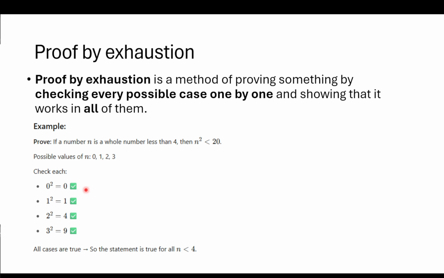So if we put in n equals 0, 0 squared is 0, which is less than 20. 1 squared is 1, which is less than 20. 2 squared is 4, which is less than 20. 3 squared is 9, which is less than 20. So all cases work, right? If it said it's a whole number less than 4, that means it is true for all n less than 4. Okay, so it's a pretty easy one.